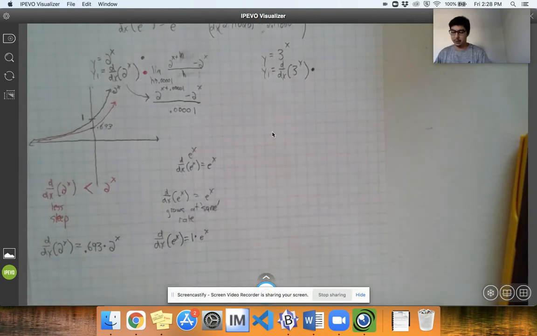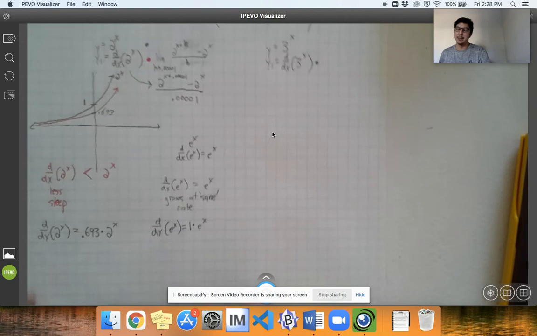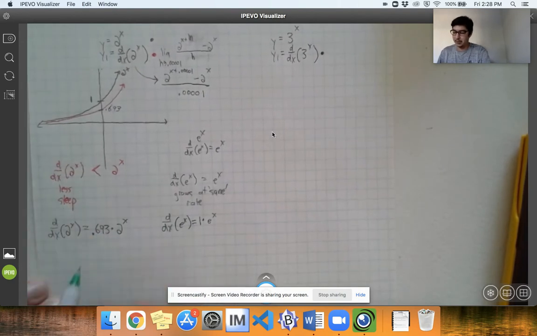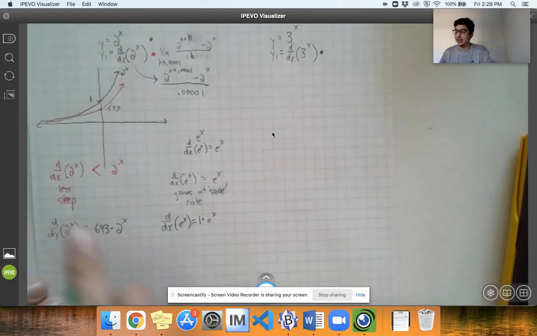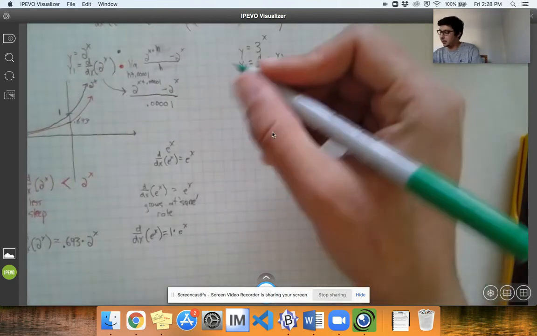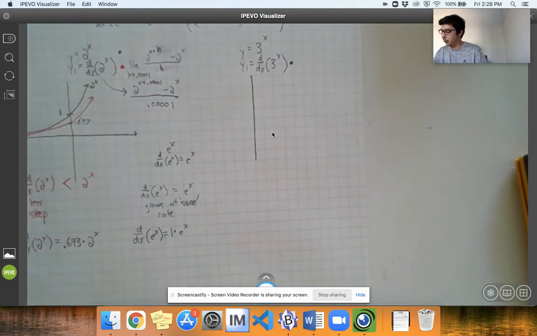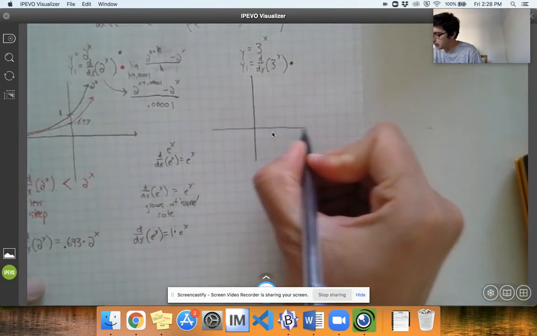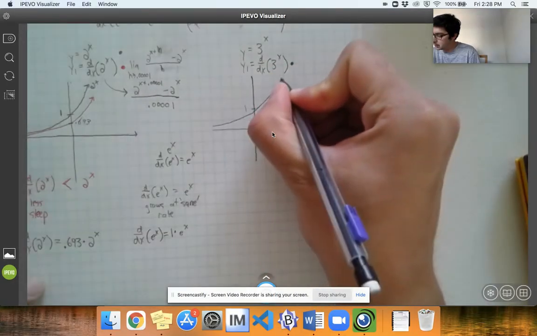Now, what if we look at 3 to the x? And the reason I bring this up, because you might not understand what I'm saying, is I'm talking about how it's growing in proportion to its value. It's not growing at the same rate of 100% of its value. It's growing at 69% of its value, a little bit slower, less steep. What about 3 to the x? If I graph this, sorry, I shouldn't use green for the graph. I'm going to use green for the derivative. We know that 3 to the x will look something like this.